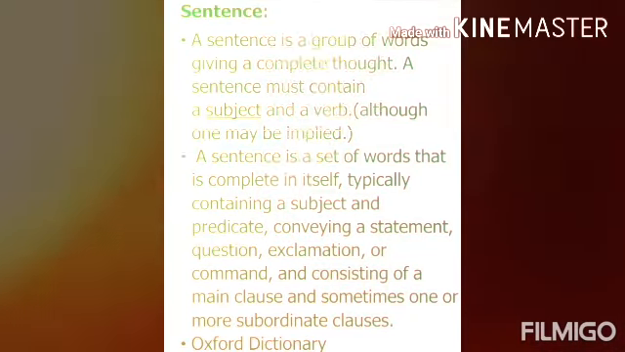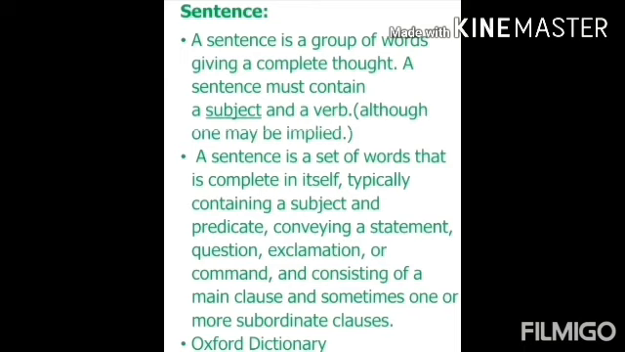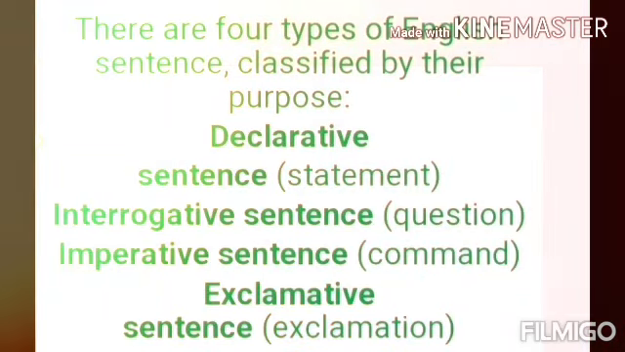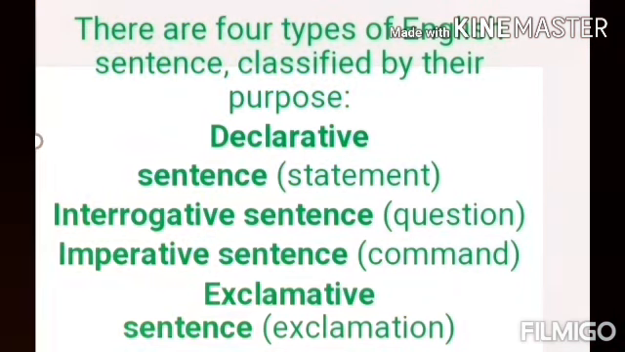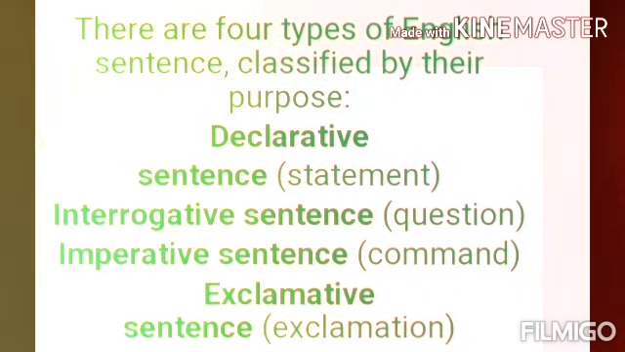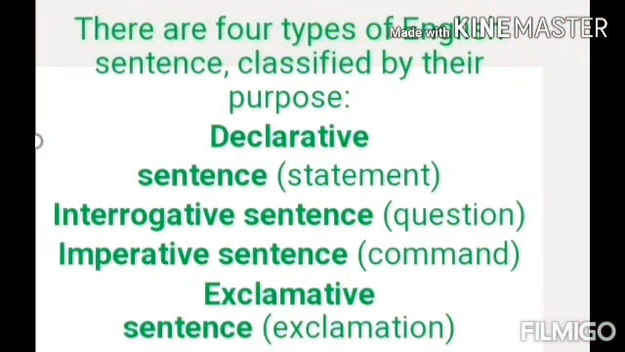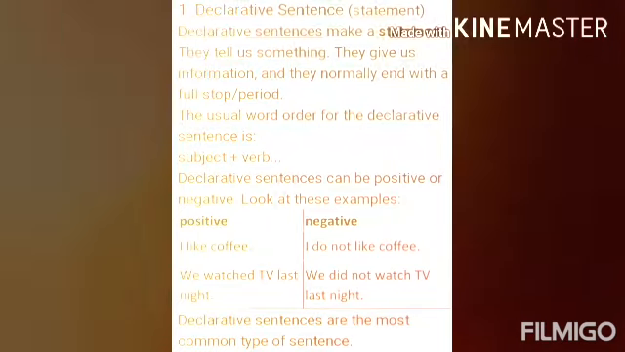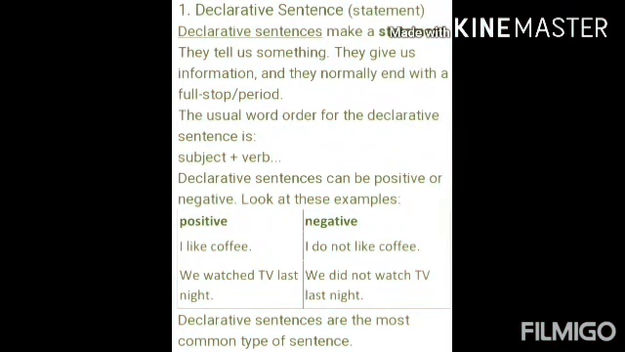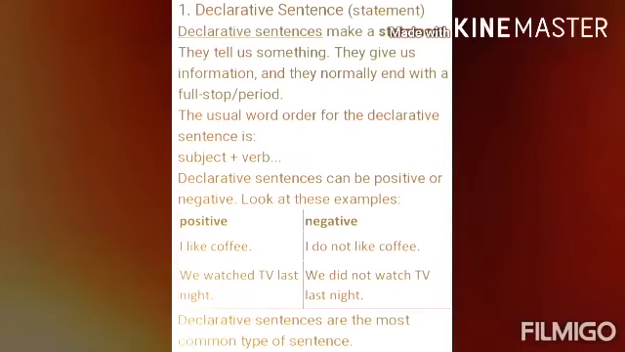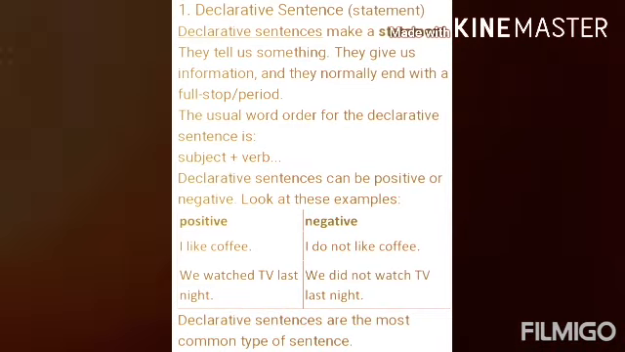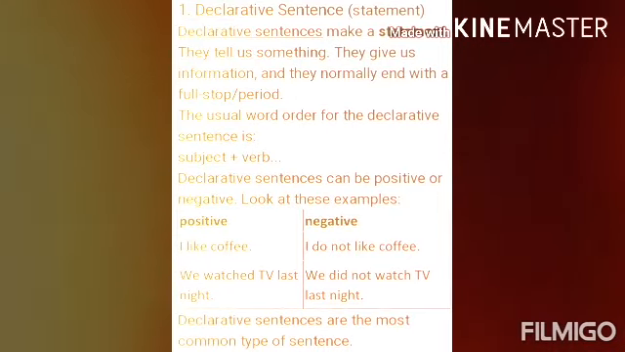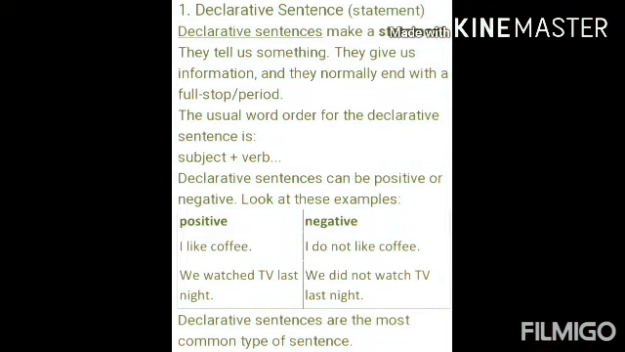So firstly, we will start. In this class, we will read 4 types of sentences. There are 4 types of English sentences classified by their purpose, and today we will discuss them. First is the declarative sentence. As you know, a declarative sentence is also known as an assertive sentence. So we will start from it.